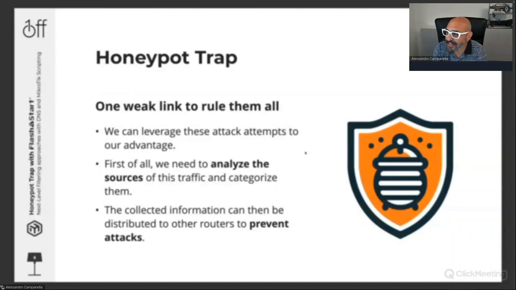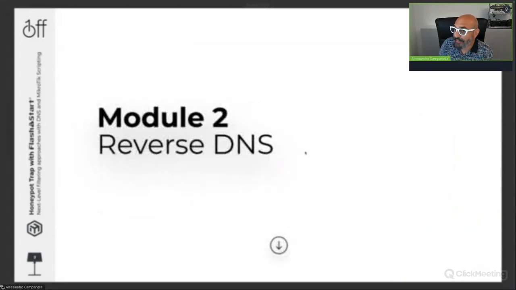We can leverage this attack to create our own list of potential criminals, and we can collect information, we can collect sources, and prevent attacks. What we want to do is to collect all the information, and then we want to share this information to other routers. So this router is not the one we want to protect, but is the one we want not to protect in order to share all the information to the other routers and protect them.